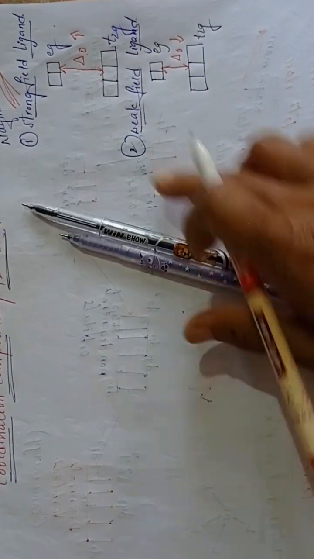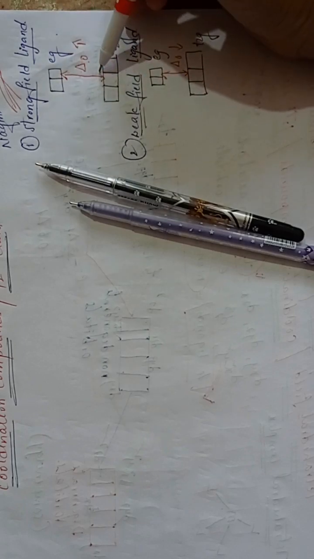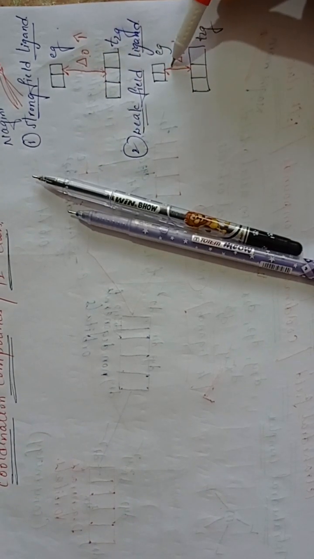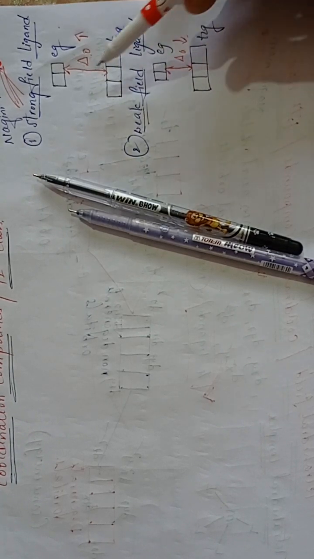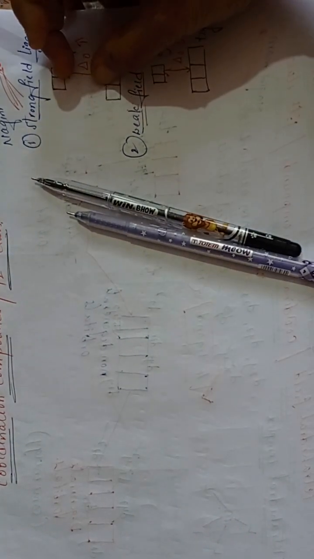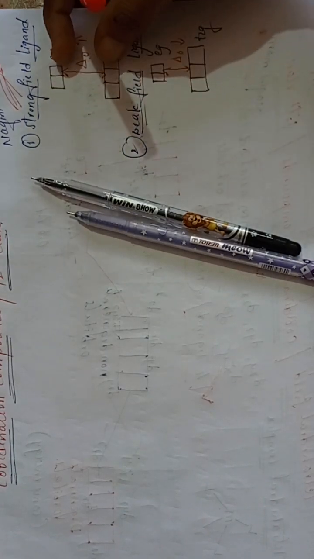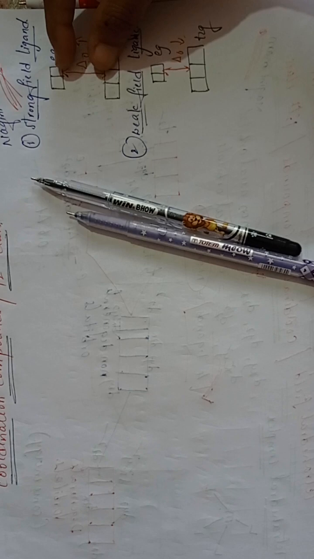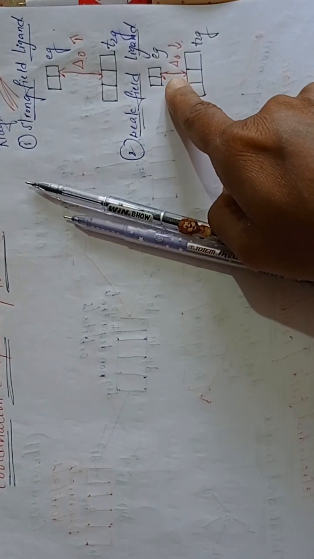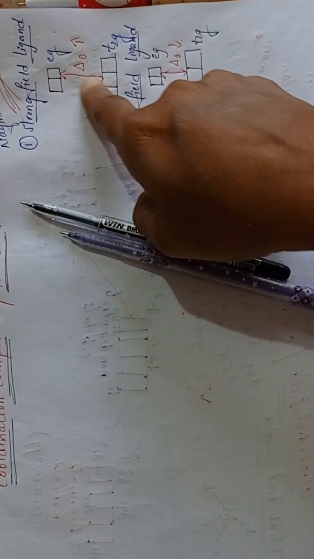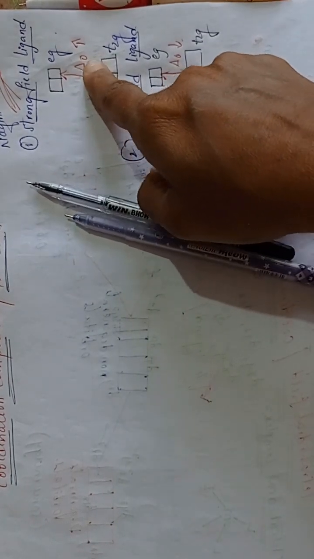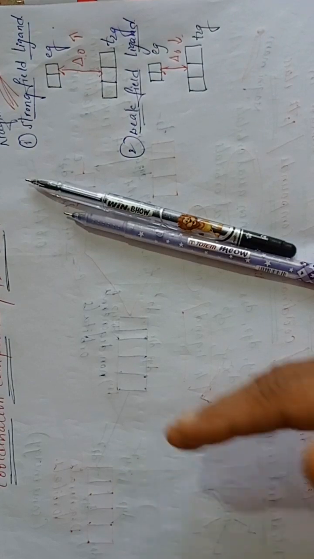So just remember these two tricks. In strong ligands, the splitting is more. In weak field ligands, the splitting gap, this delta naught value, is less. Here delta naught is more for strong ligand, this gap is more. Here the gap is less. So that is the delta naught. Just remember these two tricks, then you can easily write the electronic configuration.